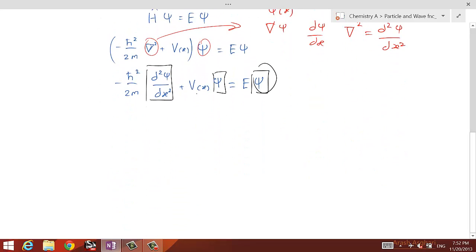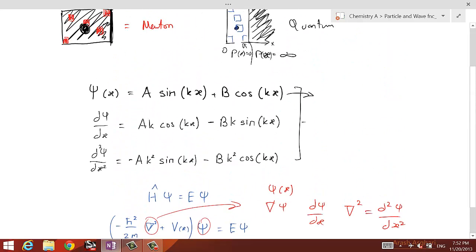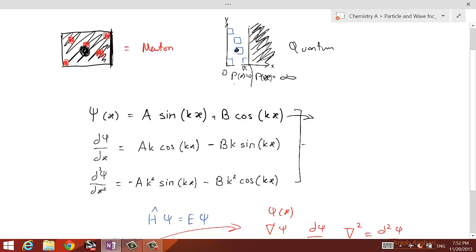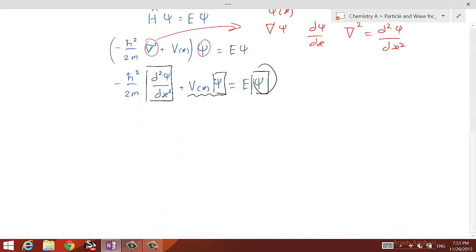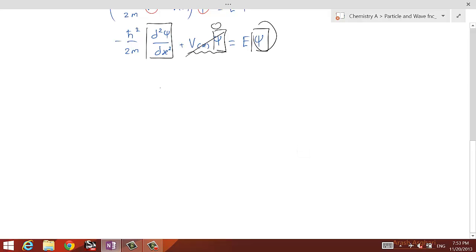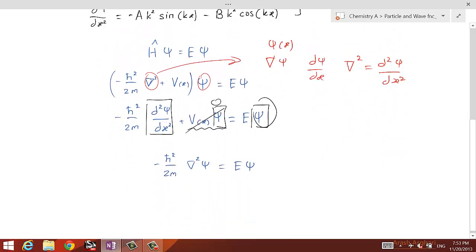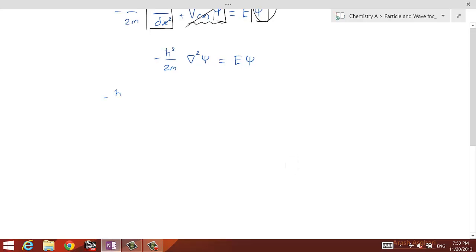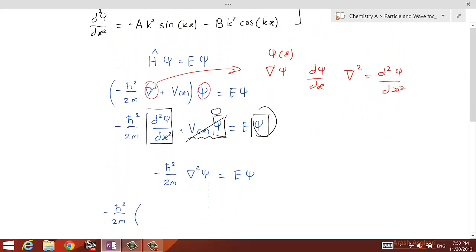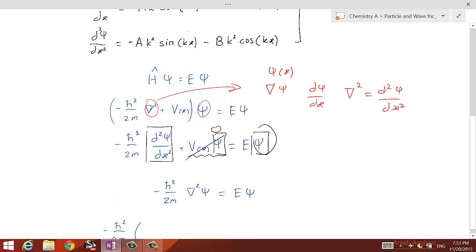How about the potential energy? I said that the particle roams here, so the potential energy is 0, so this term is 0. So now you get only minus h bar squared over 2m, and for ease just write it like this, equal to E times this thing. Now let's substitute everything in. So minus h bar squared over 2m, and then multiply on my function. Let's use this one, just copy it.